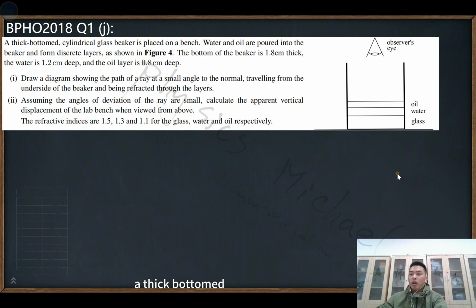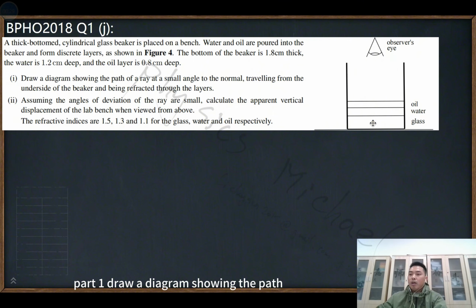A thick-bottomed cylindrical glass beaker is placed on a bench. Water and oil are poured into the beaker and form distinct layers, as shown in the diagram. The bottom of the beaker is 1.8 cm thick. The water layer is 1.2 cm deep, and the oil layer is 0.8 cm deep. The question has two parts.